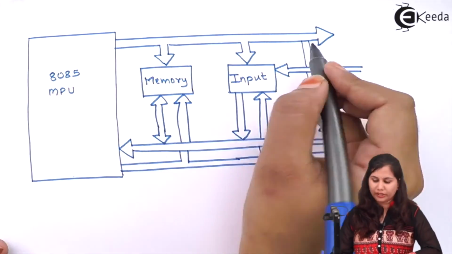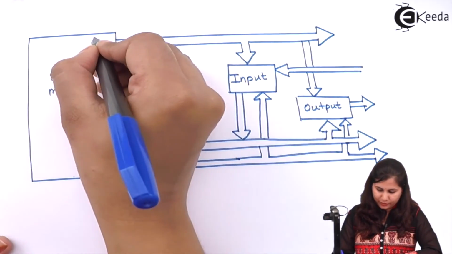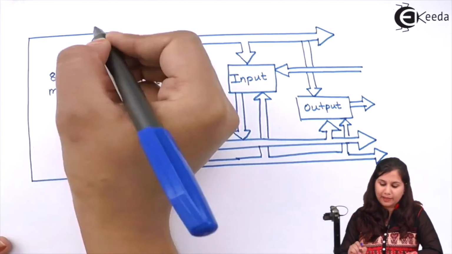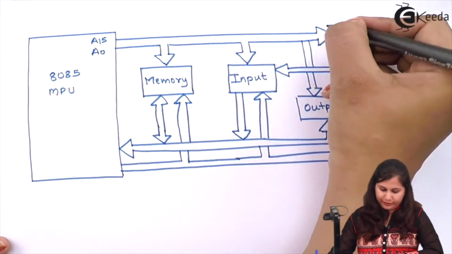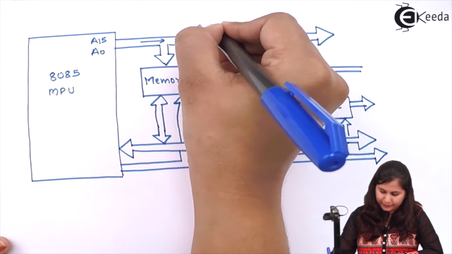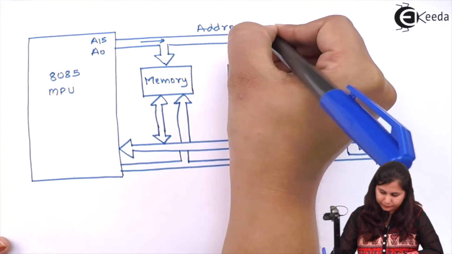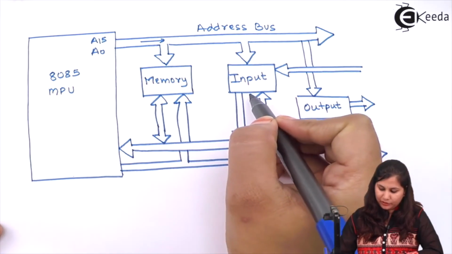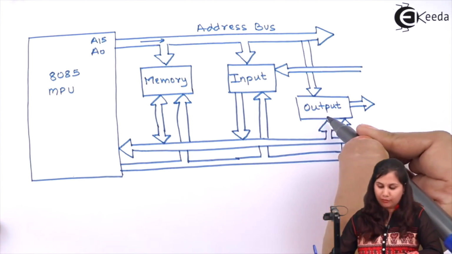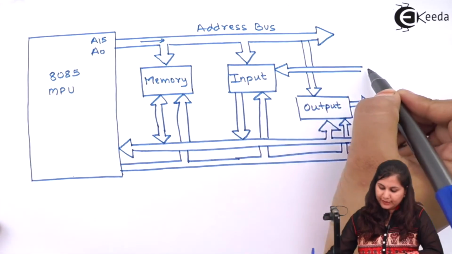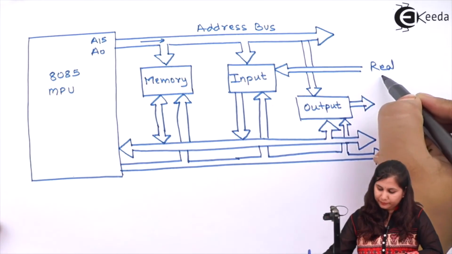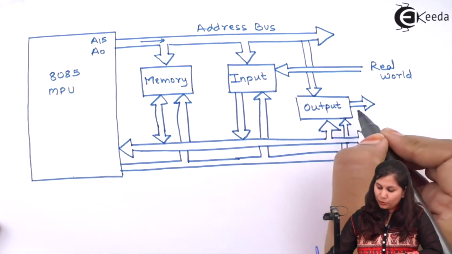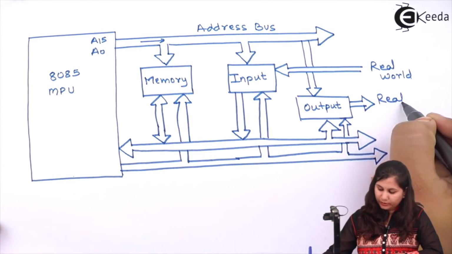The address bus is unidirectional, so it has been shown in this direction coming out of the microprocessor, having a 16-bit address bus, starting from A0 to A15. This is our address bus. Now this address can be given to the memory, it can be the address of input or the address of the output. The input is going to receive the input from the outside world. The microprocessor is going to get the input and also provide the output to the real world.